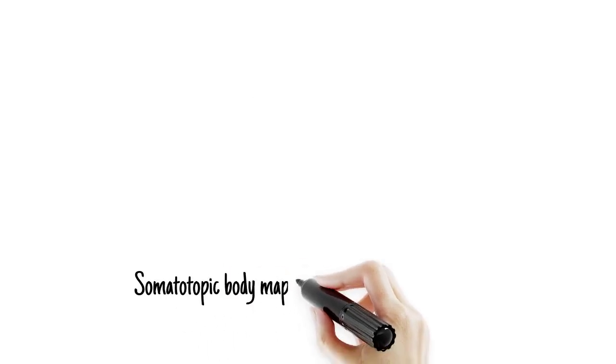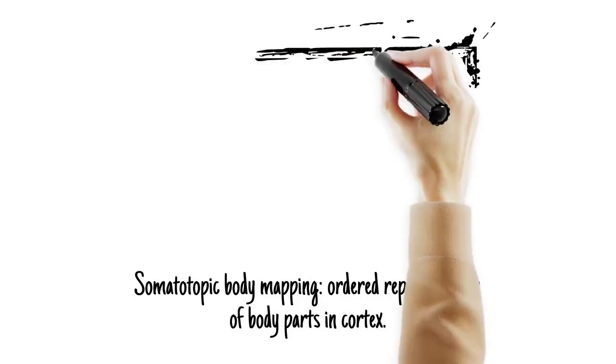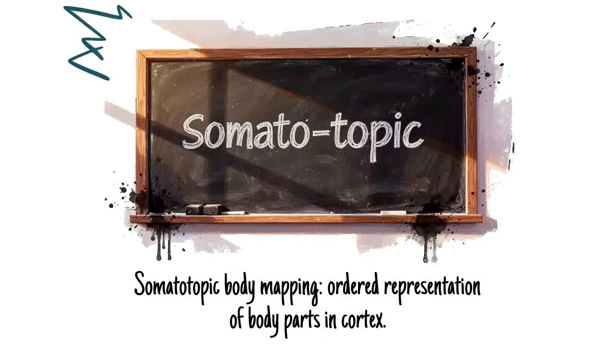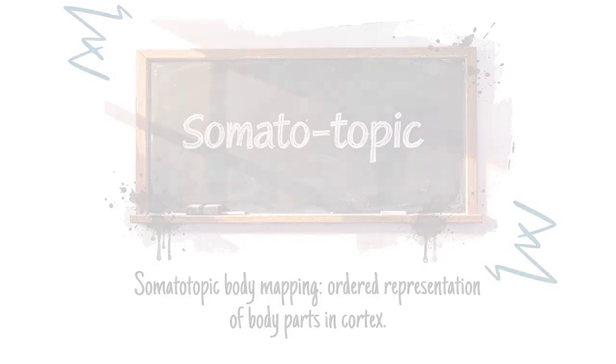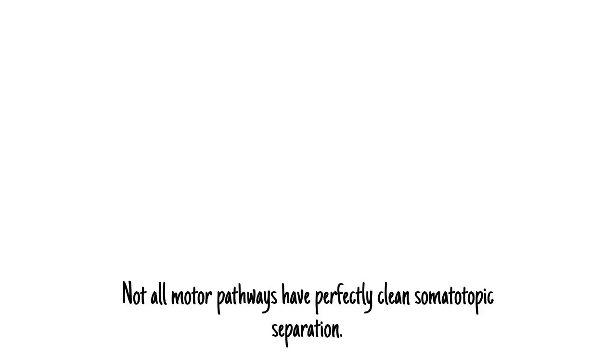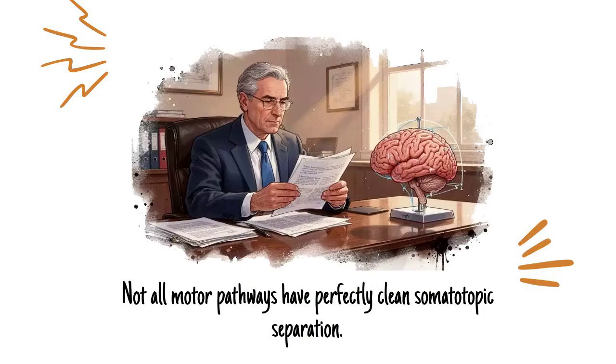In summary, somatotopic body mapping refers to the ordered representation of body regions in the brain, most clearly in the primary motor cortex and primary somatosensory cortex around the central sulcus, where different cortical areas correspond to different body parts on the contralateral side of the body. The available sources also show that this organization is not uniform across all motor pathways. Cortical body maps exist, but the primate corticospinal tract in the lower brainstem and spinal course appears to have substantial overlap rather than a clean somatotopic separation.